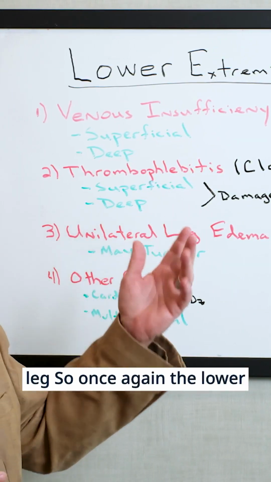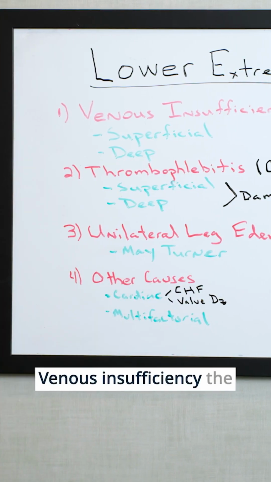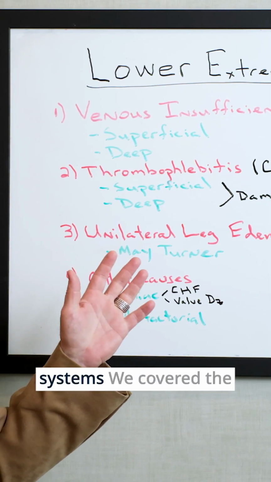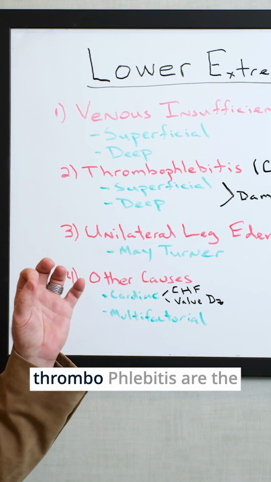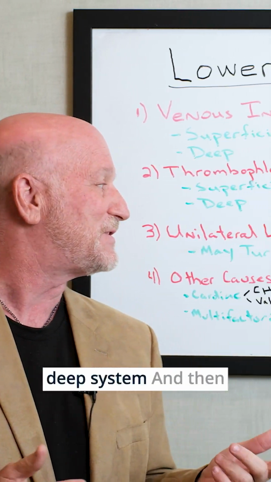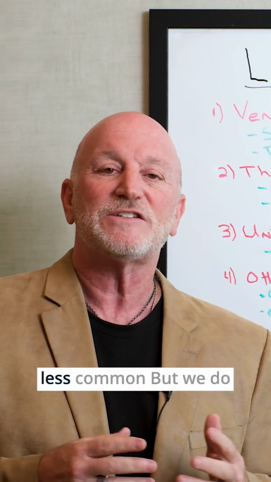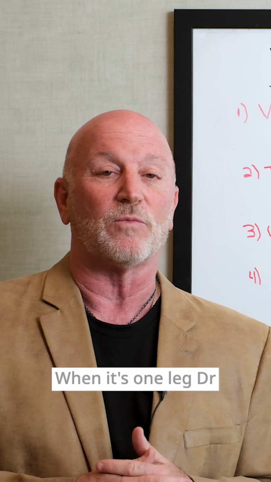So once again, the lower extremity edema that we're discussing today has a couple of different causes: venous insufficiency, the superficial and the deep systems we covered; the thrombophlebitis, or the clot, which can ultimately be dangerous to your life if it ends up being in the deep system; and then unilateral leg edema, or May-Thurner Syndrome, which is less common, but we do see it and we're looking for it when it's one leg.